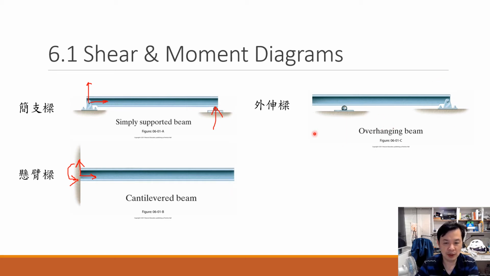The final one would be overhanging beam. We may call it 外伸梁 or 外延伸梁. The boundary condition of this beam is very similar to simply supported beam. The only difference is this part. We have one extension portion at the end of one side of the beam. So this is the so-called 外延伸. Due to this portion, the remaining part of the support or boundary condition is exactly the same as simply supported beam. All right.